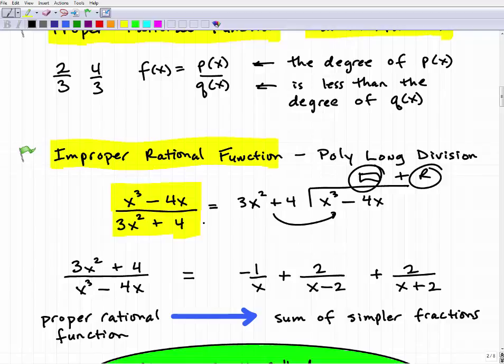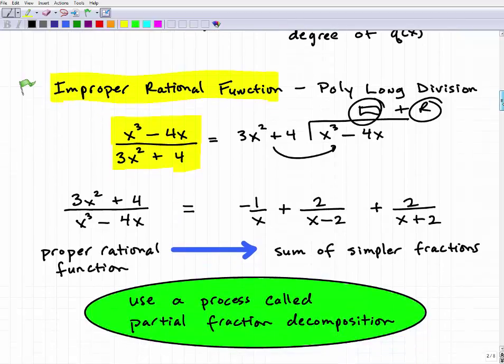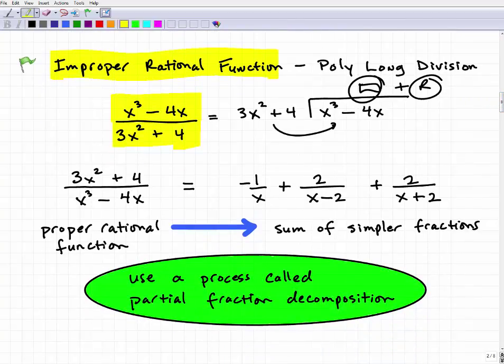All right, so the main idea here before we go forward is we want to take a proper rational function and we want to break it up into parts, the sum of smaller fractions, such that when you add all these guys up, you get back to this. And the process that we're going to be using for this is called partial fraction decomposition. So we're going to use a process called partial fraction decomposition.